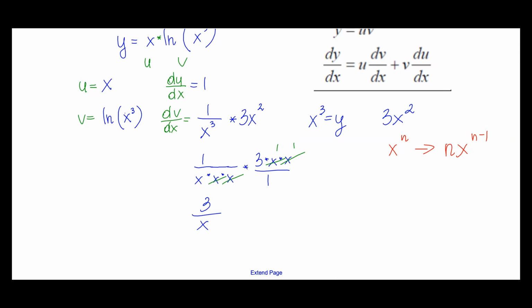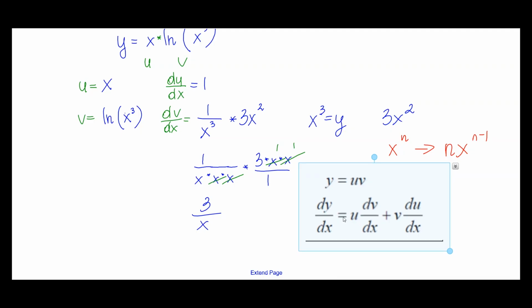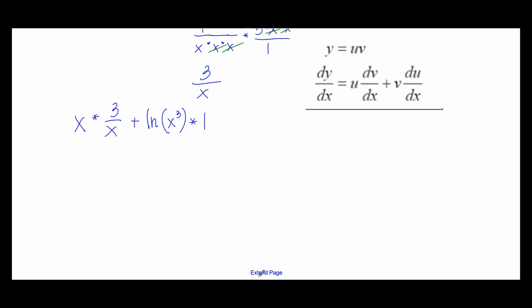Now, let's get our product rule and put it all together to create a derivative. First we take function u. Function u is x, so it will be x multiplied by the derivative of our second function, 3 over x, plus the v function, which is ln x to the power of 3, multiplied by the derivative of the first function, which is just 1. And now basically we have to work our numbers a little bit.